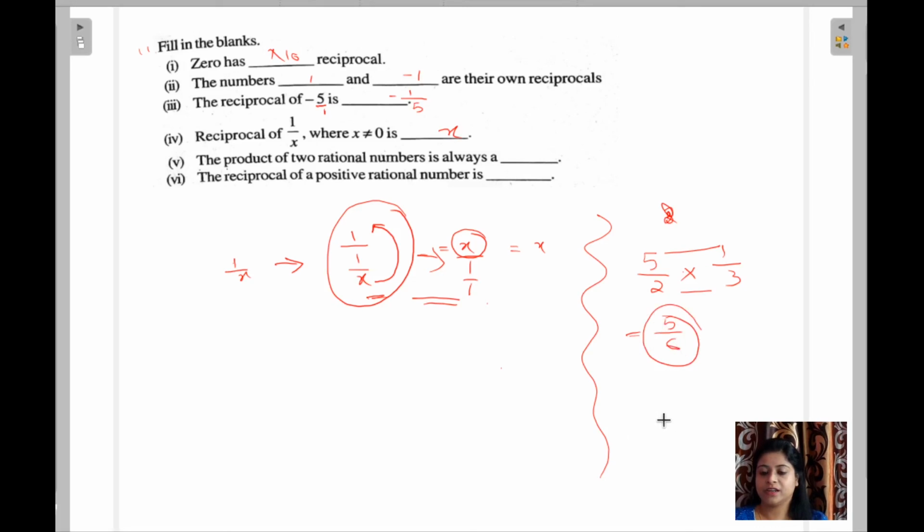Now let us take 0, like 0 multiplied by any number, say 44 by 51. So it will again become 0. So 0 is a rational number. This is also a rational number. The answer is also a rational number.